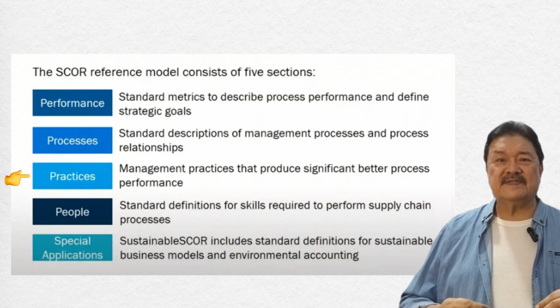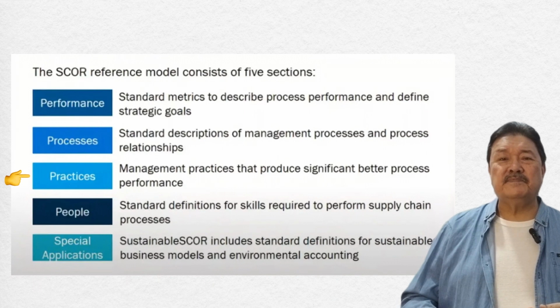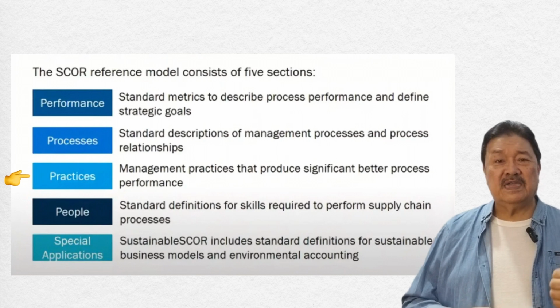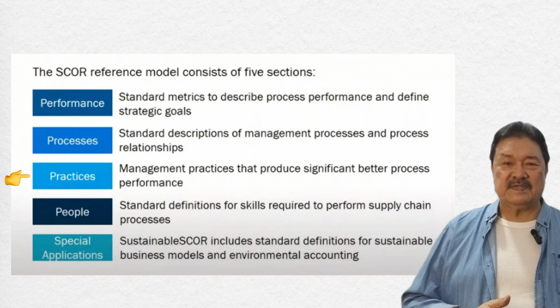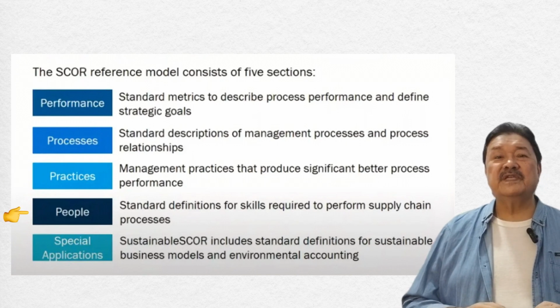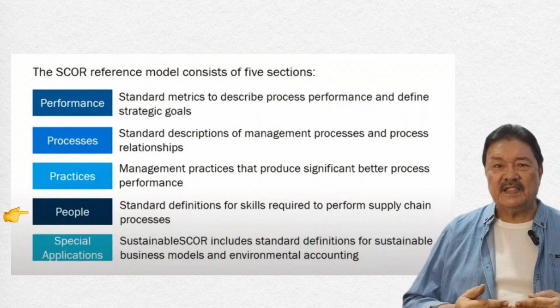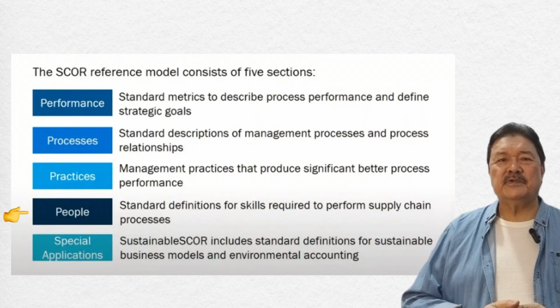The practices section contains management practices that produce significantly better process performance. And the 3 major practices sections are emerging, leading, and best practices. Then you have the people section. Now, this section contains the standard definitions for skills that are required to perform supply chain processes.